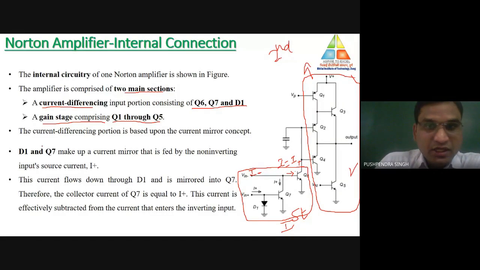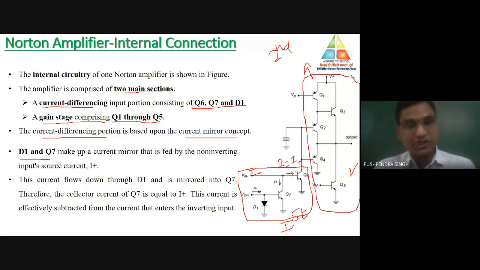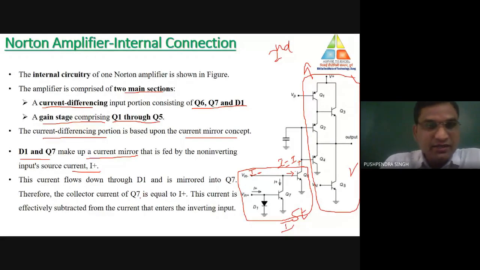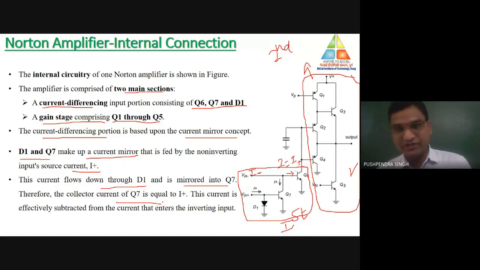So the current differencing portion works on the principle of the current mirror concept. D1 and Q7 make up the current mirror, as we have discussed already. The current flows down to D1 and is mirrored onto Q7. So what is the basic fundamental? The first section is used as a current differencing, which is generated with the help of current mirroring. The second section is the gain stage, which is used to produce the necessary gain of the Norton's amplifier.